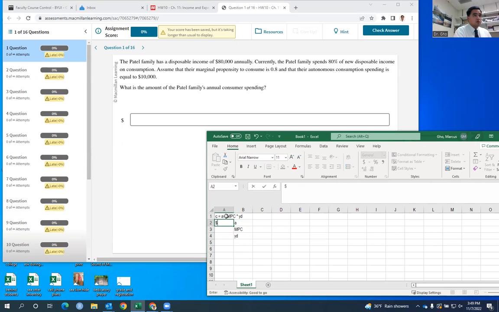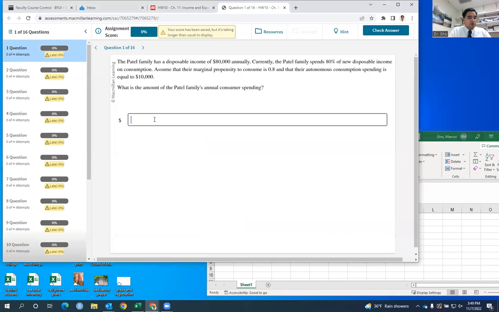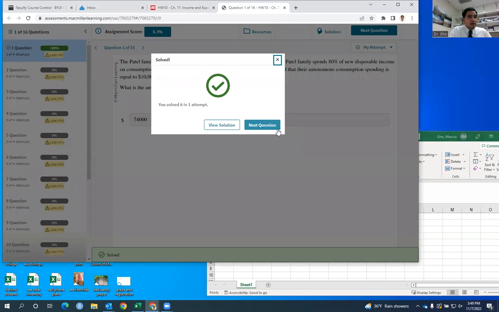Here, A is equal to their autonomous consumption spending of $10,000. Their MPC is 0.8 or 80%. If their disposable income is 80,000, let's just plug everything in. A plus this times that. And that gives us 74,000. The numbers on your homework question might be slightly different because of the algorithmic generation, but that's basically the process you go through. 74,000, check the answer. And good, you want to get that green check mark, you get that dopamine hit.